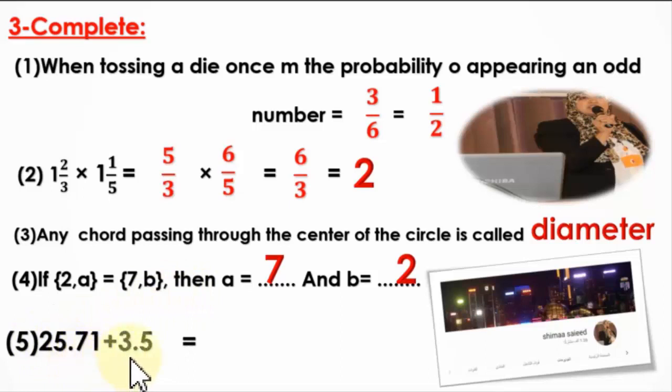25.71 plus 3.5. We must have equal parts, so don't forget to put 0 here. 1 plus 0 equals 1. 7 plus 5 equals 12. Write 2 and carry 1, and don't forget to put the decimal point after 2 digits. 1 plus 5 equals 6 plus 3 equals 9, and put 2. So the sum is 29.21.